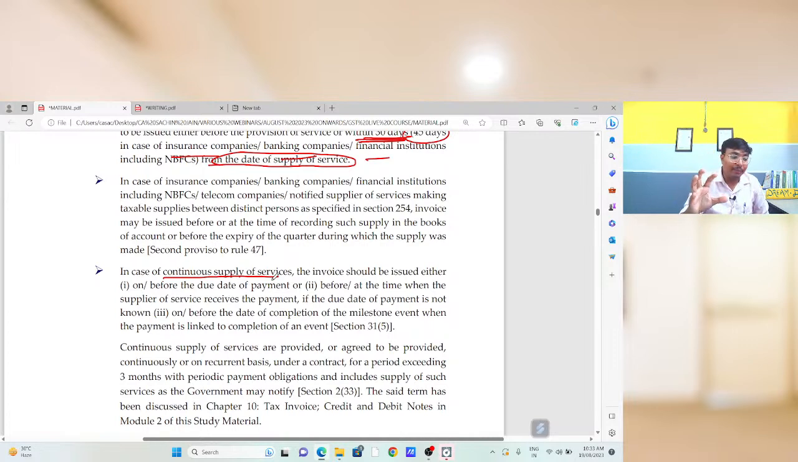So as a departmental authority, as a taxpayer, as a tax consultant, as a chartered accountant, as a GST practitioner, you need to know the timeline to issue the invoice in case of goods and in case of services. If your client is not going to issue the invoices on time, you need to refer to these provisions and guide your client to do the same. So that is the concept, and we need to be very careful about it.